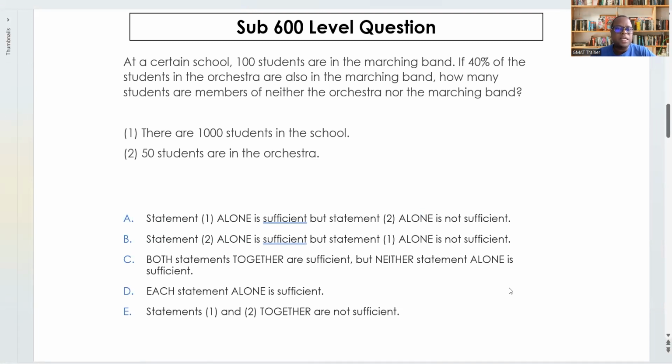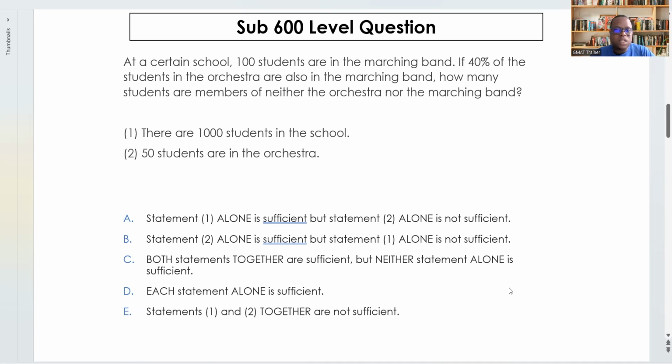The first question is a sub 600 level question. These are questions which many students tend to find the correct answer to without much difficulty, hence that's why it is in that category. At the same time, the analysis shows that these types of questions don't require much effort to get the correct answer.